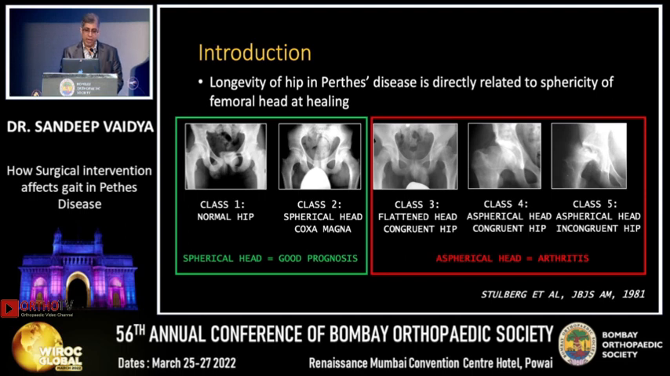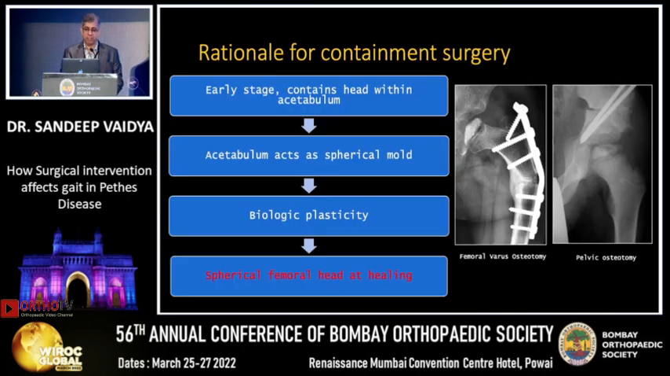The aim of treatment in early stages is to achieve a head as spherical as possible, because we know that sphericity corresponds to good long-term outcomes. This can be achieved by containment surgery. Now the rationale for containment surgery, whether it be femoral containment or acetabular containment, is that in the initial vulnerable stages, it contains the head within the acetabulum, which then acts like a spherical mold, and due to the property of biological plasticity, by the time the femoral head heals, it assumes a spherical shape.